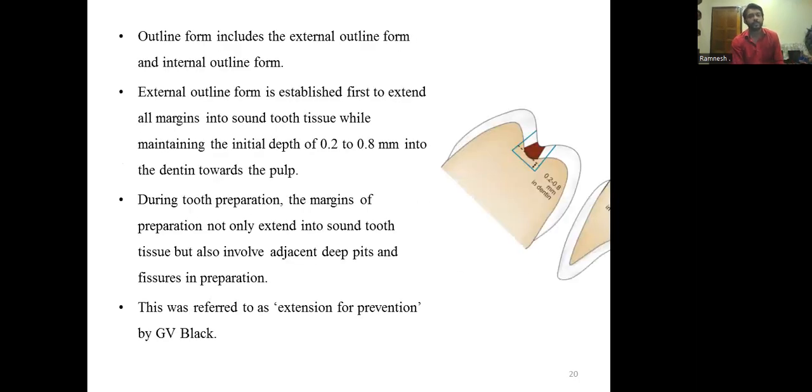Outline form includes external outline form and internal outline form. External outline form is established first to extend all margins into the sound tooth tissue while maintaining an initial depth of 0.2 to 0.8 mm into dentine towards the pulp. During tooth preparation, the margins of the preparation not only extend into the sound tooth tissue but also involve adjacent deep pit and fissures in the preparation.